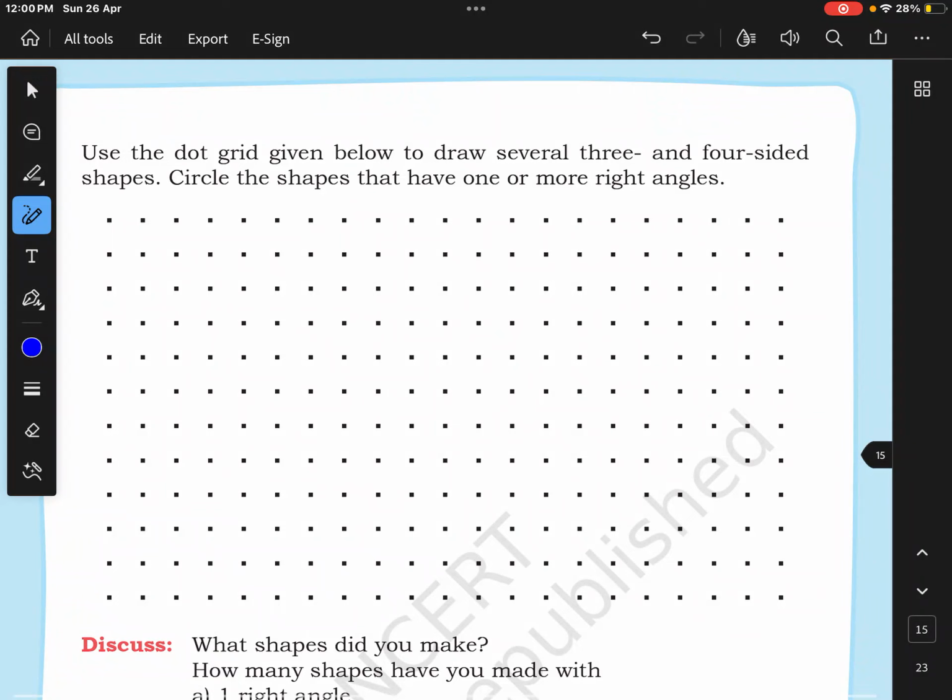Use the dot grid given below to draw several 3 and 4 sided shapes. Circle shapes that have one or more right angles.